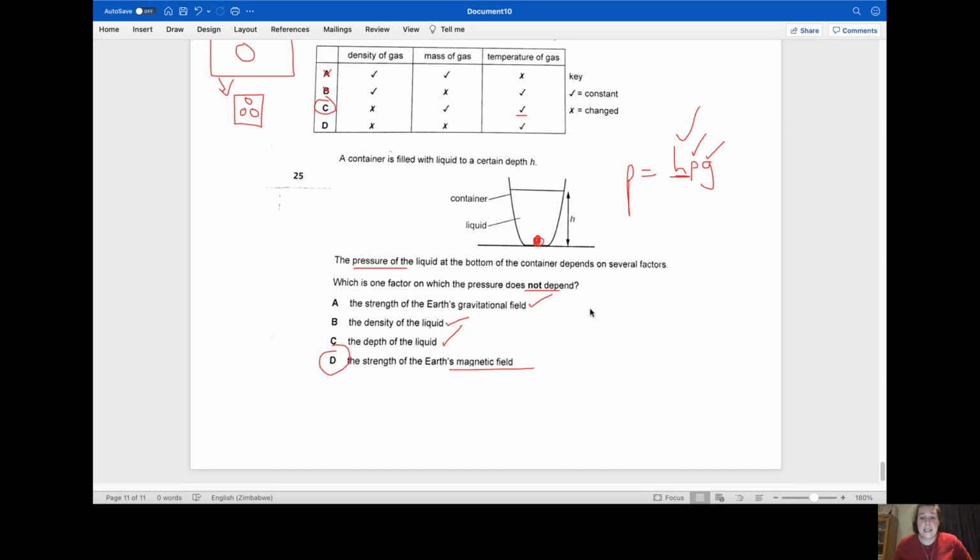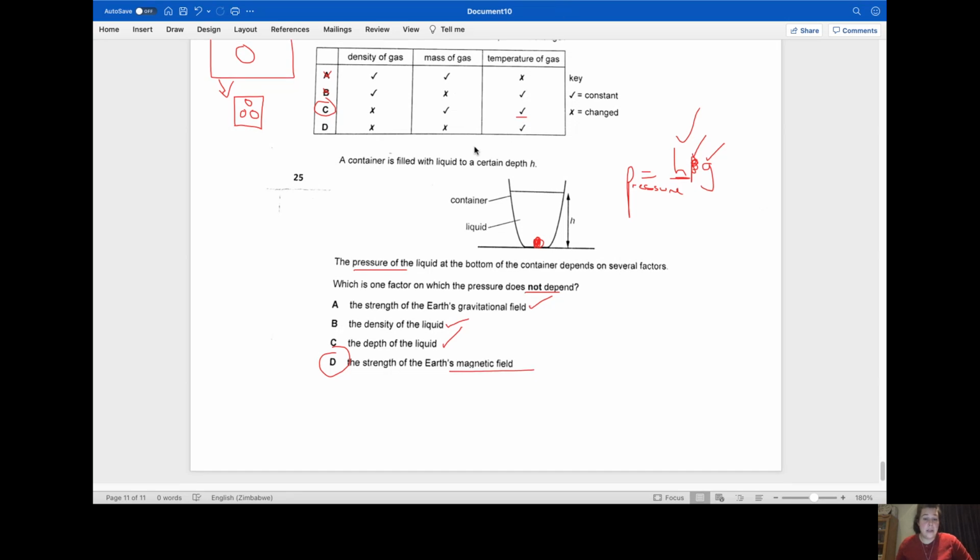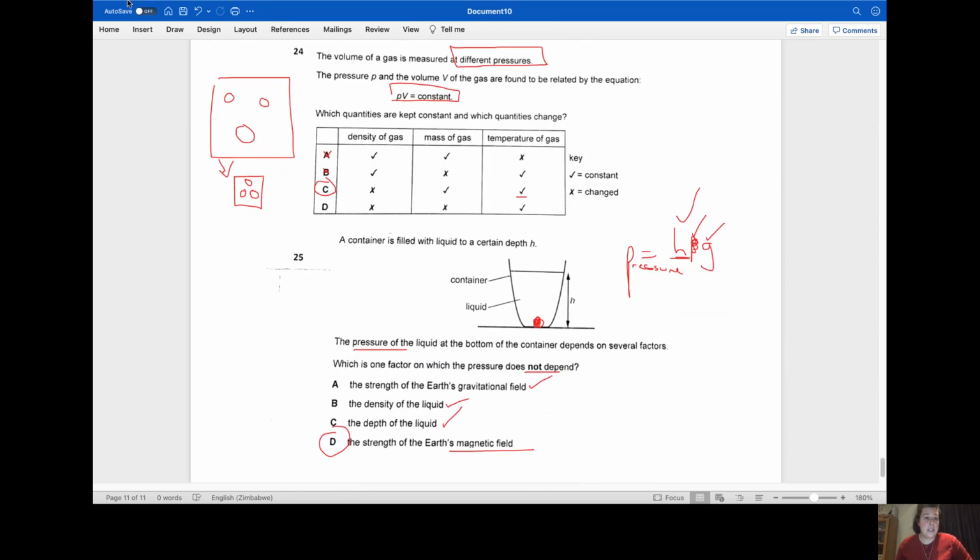So they were trying to get you to realize you were looking at pressure in a liquid equals height times density times gravity, which is 10. Okay, all right. So those are your 25 multiple choice questions.